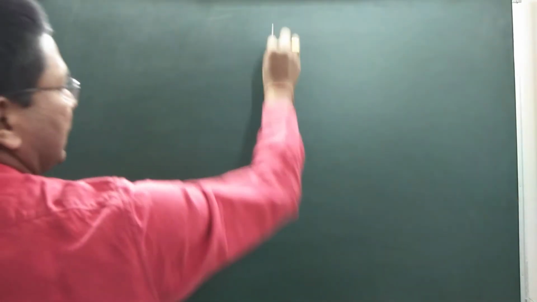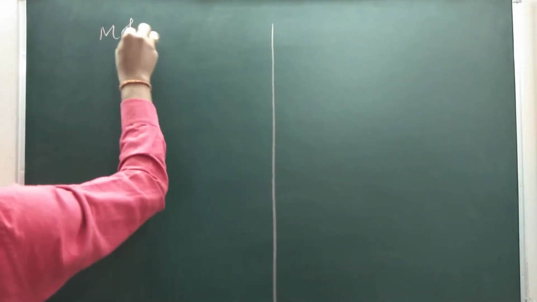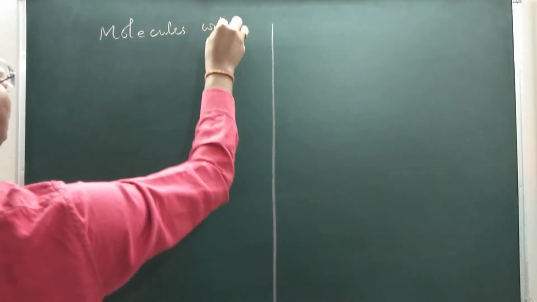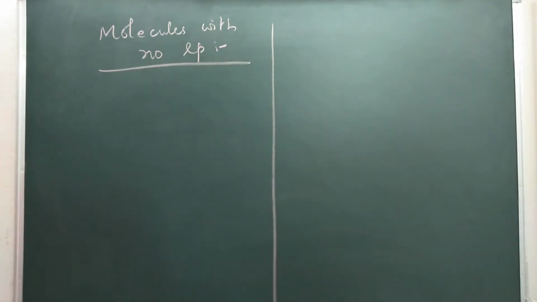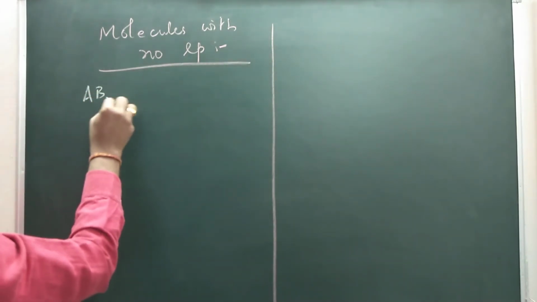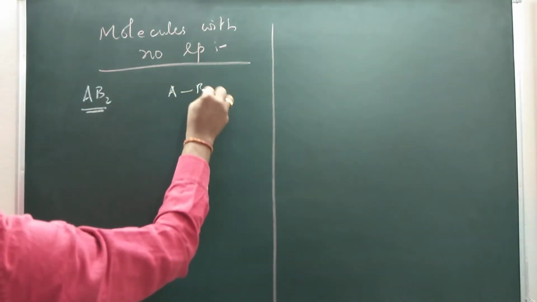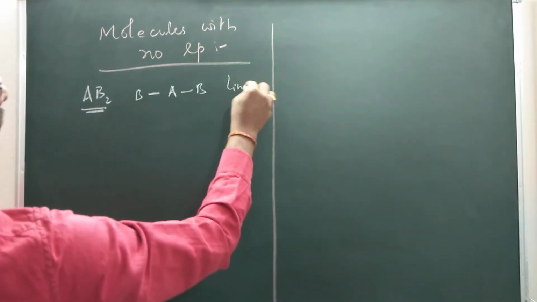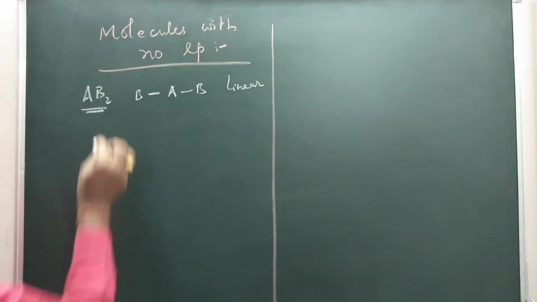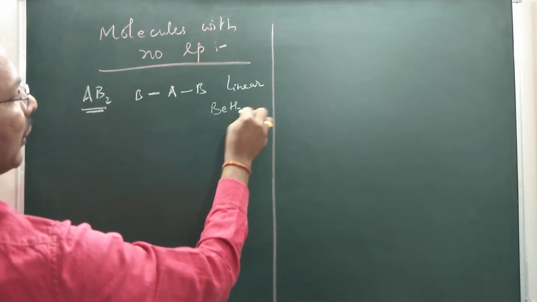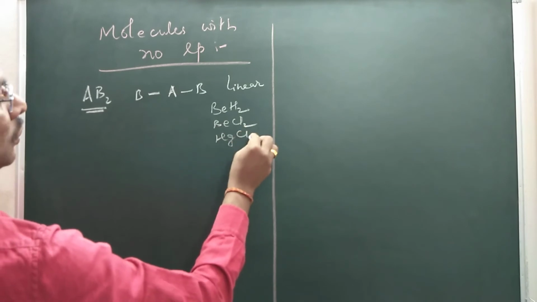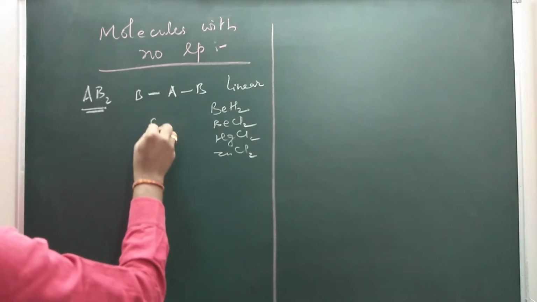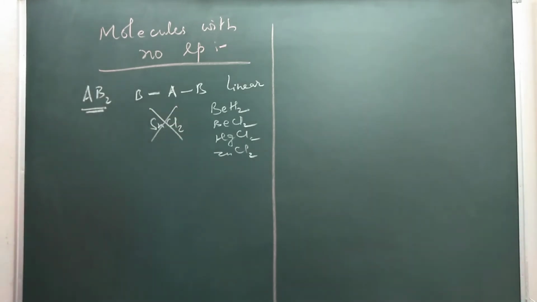So first we will discuss molecules with no lone pair. Suppose AB2 type molecule. So that can be arranged like this. So it is linear. The arrangement of AB2 type molecule is linear. Examples are BeH2, beryllium hydride, beryllium chloride, HgCl2, ZnCl2, etc. Keep in mind that SnCl2 is not linear. This has been asked. SnCl2 is not linear, it is bent.